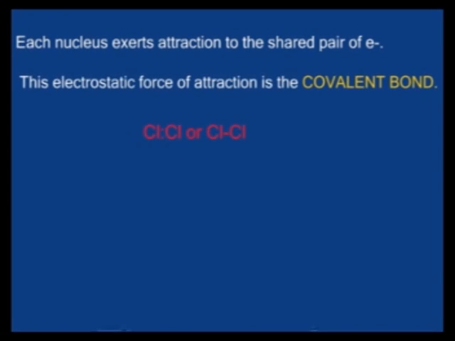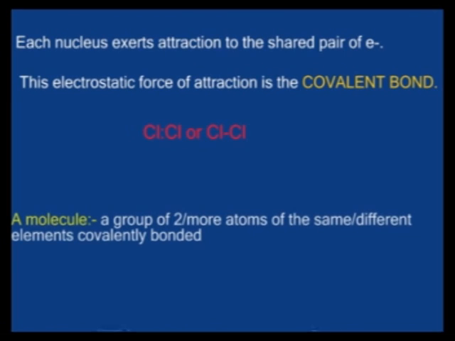Each nucleus of the atoms exerts some attraction on the shared pair of electrons. This nuclear attraction is what constitutes the covalent bond. The covalent bond formed when two chlorine atoms share a pair of electrons is represented as shown on your screen. A molecule is a group of two or more atoms of the same or different elements covalently bonded.